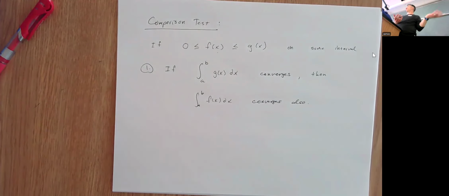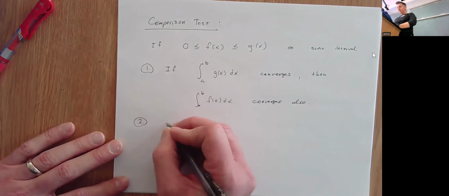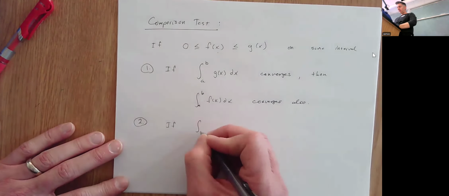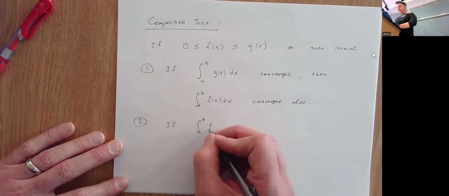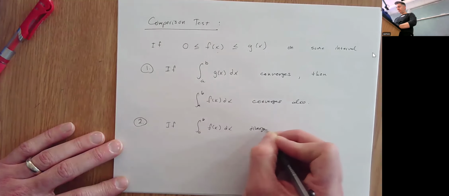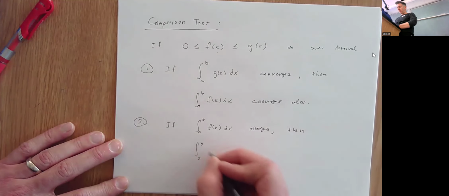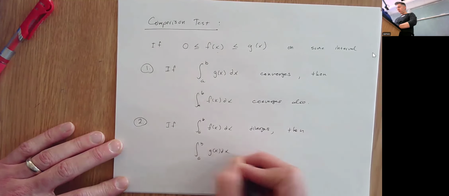If the smaller one diverges, if the area under the smaller function is infinitely large, essentially, then the function that's bigger than it also has to have an infinite amount of area. So the second thing is that if the smaller function's integral, so if the integral from a to b of f of x diverges, then so does the other one. And the integral from a to b of the larger function also diverges.